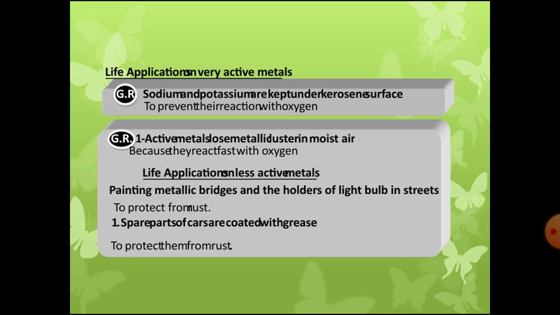Now give reason. Painting metallic bridges and holders of light bulbs in the street. Why? Because they are made from iron, and they are less active metal, and they will react with oxygen. The answer: to protect them from rust. Number three, the spare parts of a car must be coated with grease. Why? To protect them from rust.